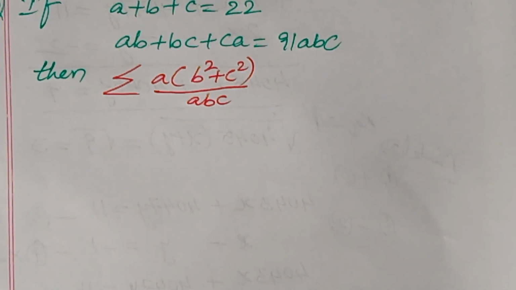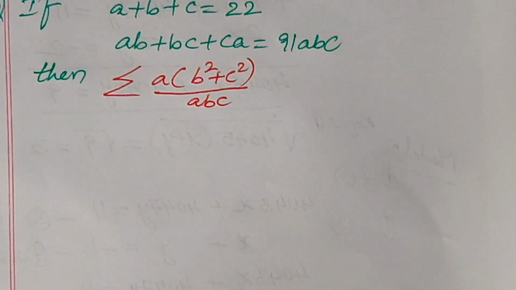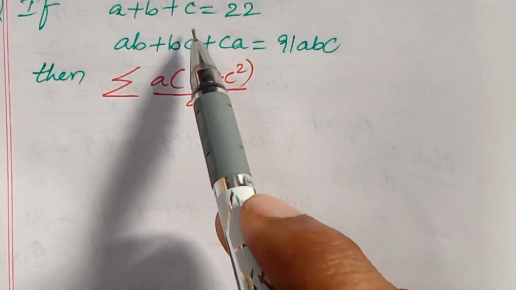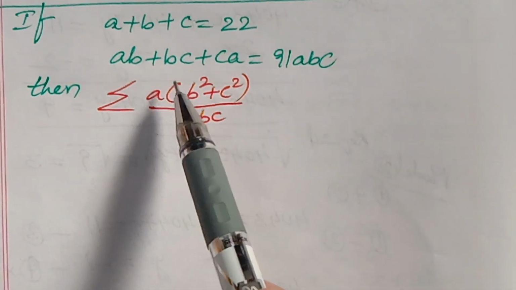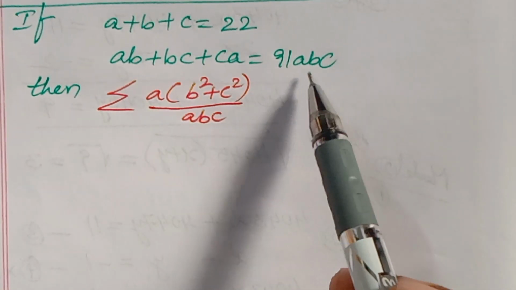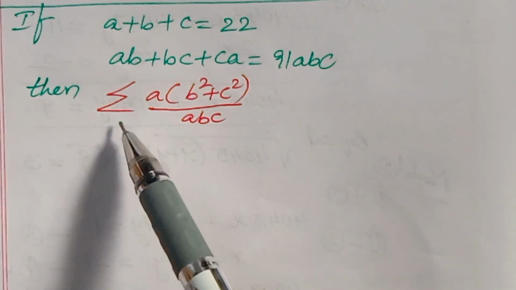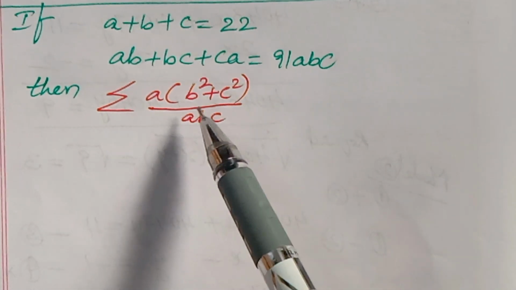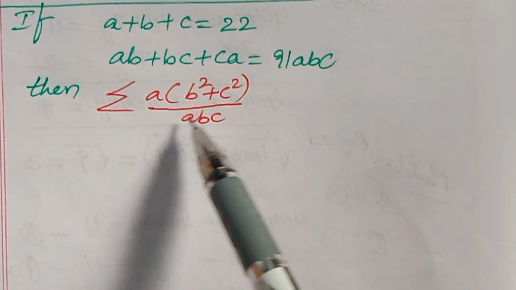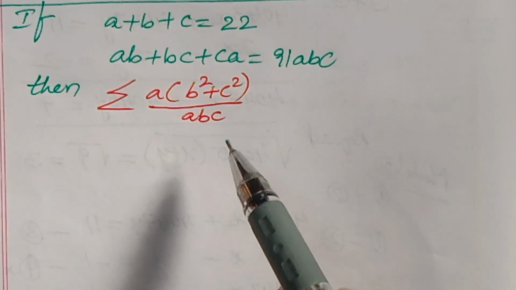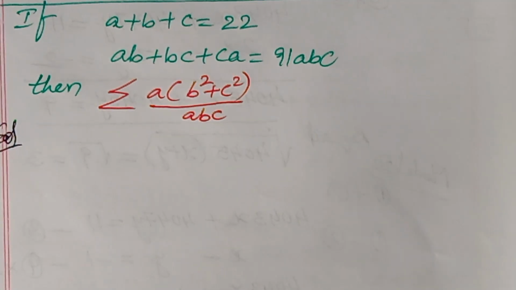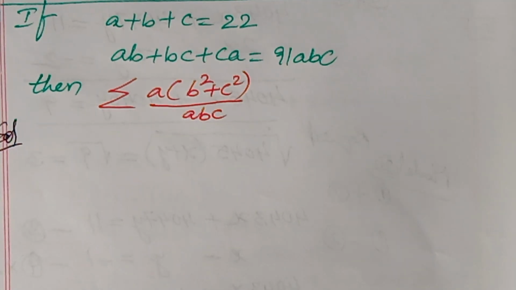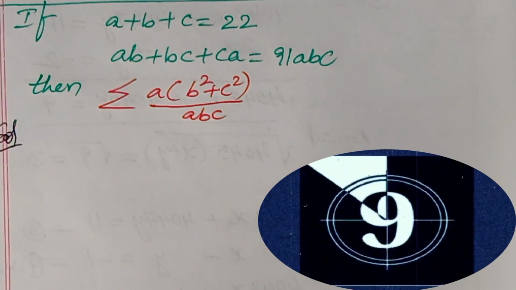Today we are looking at one logical problem. The question is: if a plus b plus c is equal to 22 and ab plus bc plus ca equals 91 abc, then find the value of sigma a into (b square plus c square) by abc. Here some logic is there, that's why this problem is selected. So pause the video for 10 seconds and think about this problem.